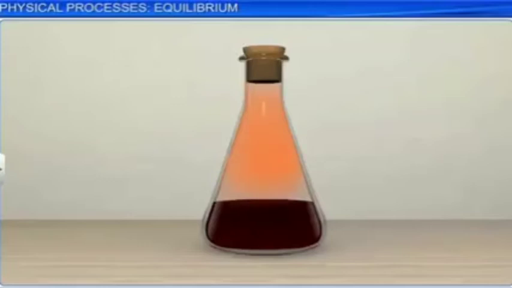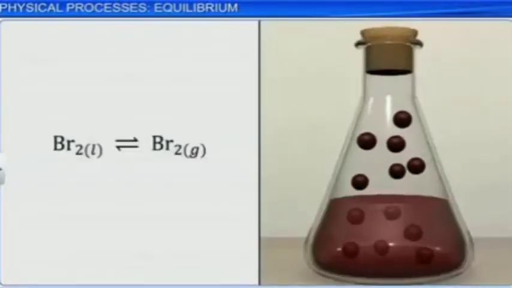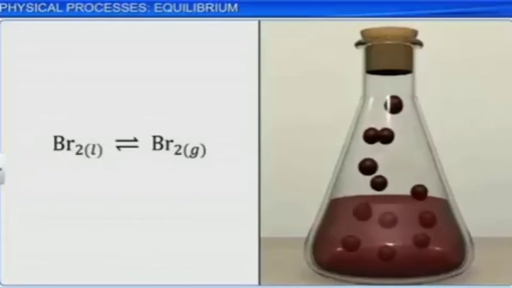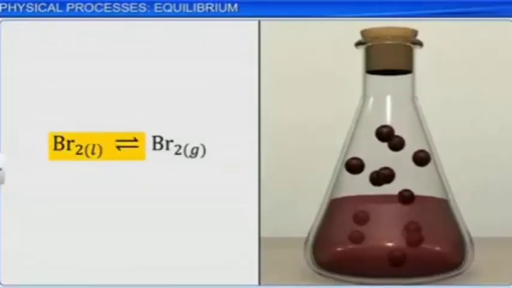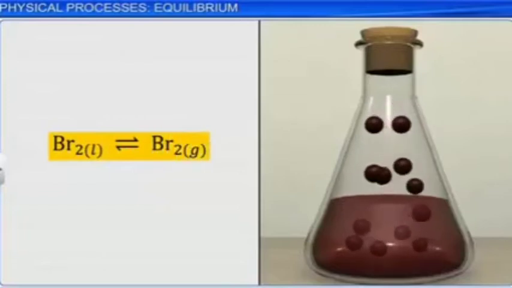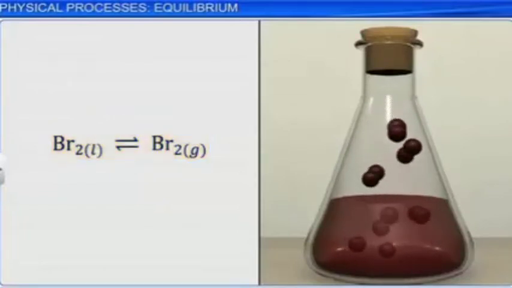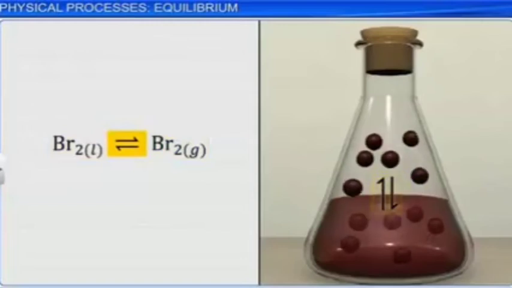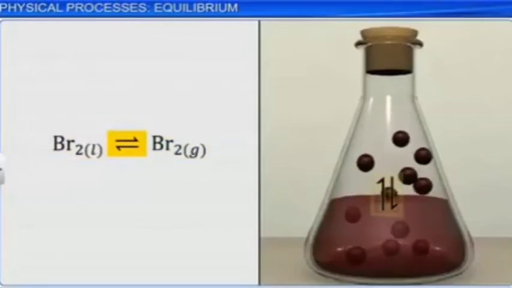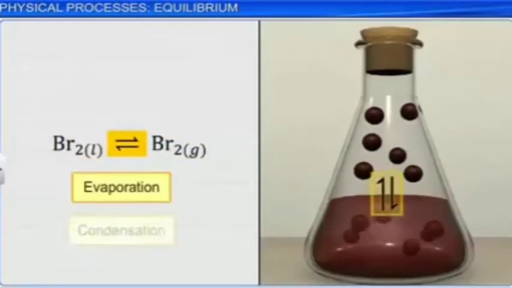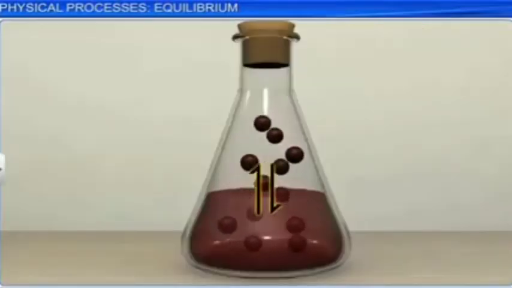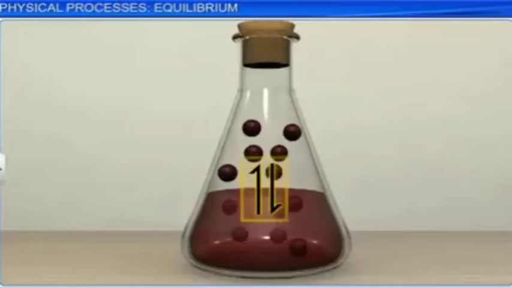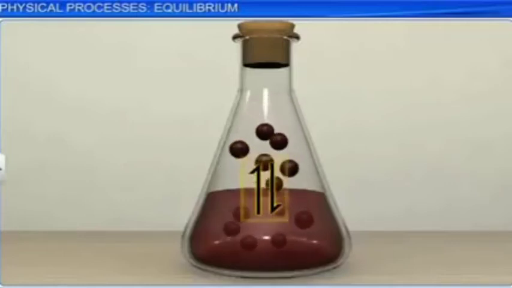The equilibrium between the liquid bromine and its vapor can be represented like this: bromine liquid in equilibrium with bromine gas. The pair of half-headed arrows indicates that the two processes, evaporation and condensation, occur simultaneously. At equilibrium, the rate of evaporation is equal to the rate of condensation.